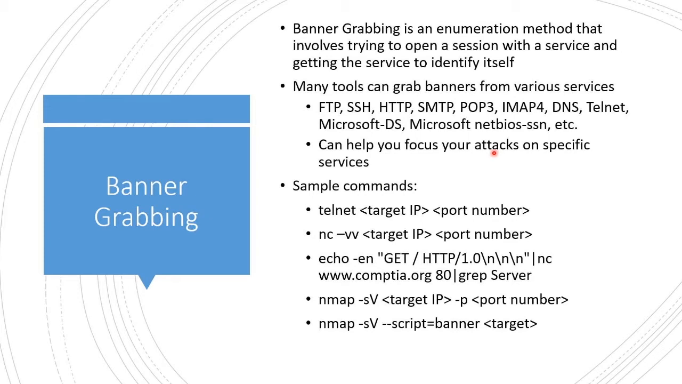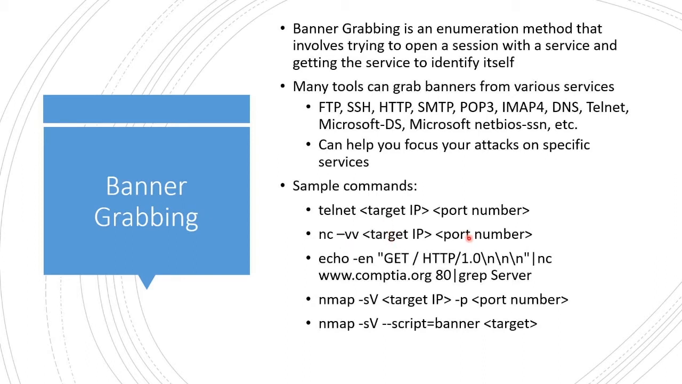Here are some sample commands for banner grabbing. And this is just using command line tools without necessarily using a GUI tool or anything. We could just simply say telnet, the address and the port, like telnet 192.168.1.1 25, and see how it responds. Or we could use netcat, which is the Swiss Army knife of hacking. Netcat -vv, target IP and the port.